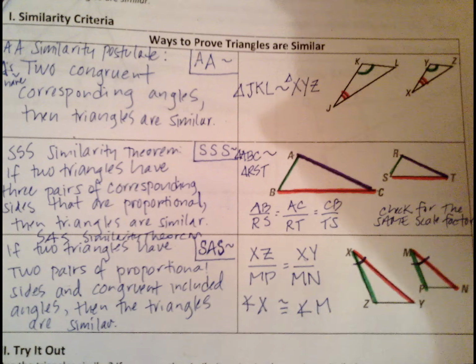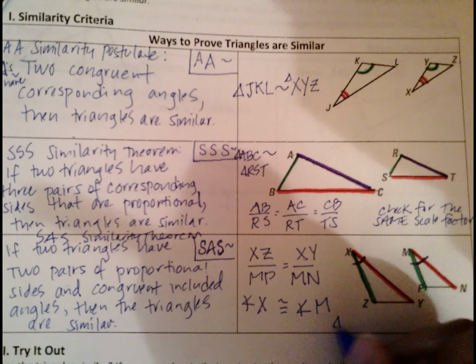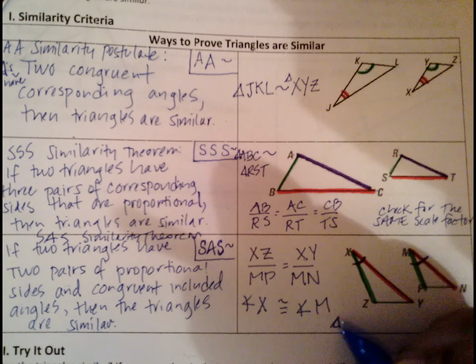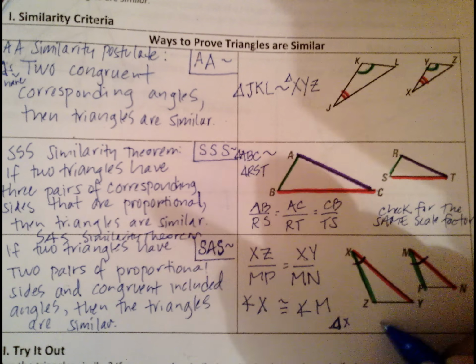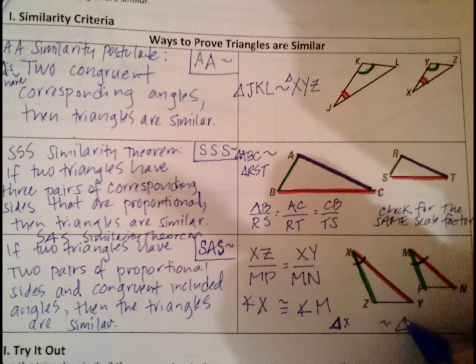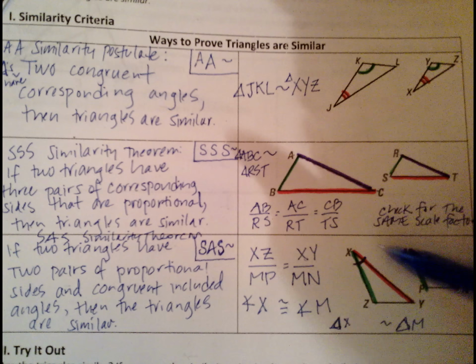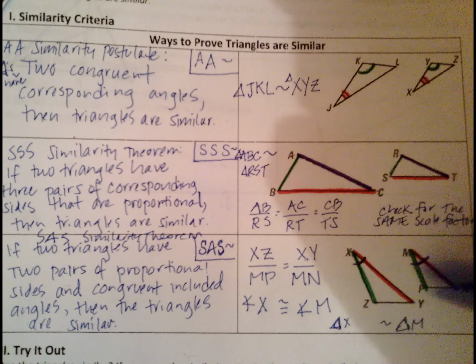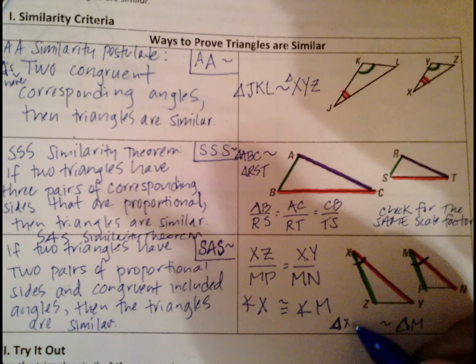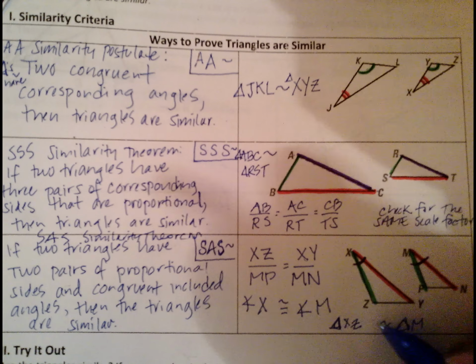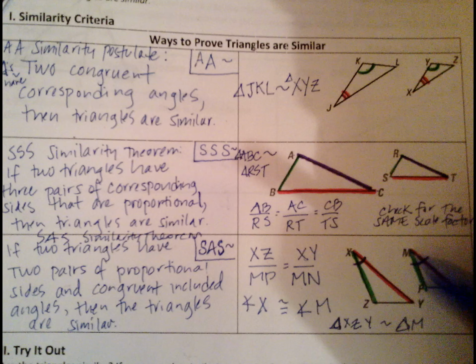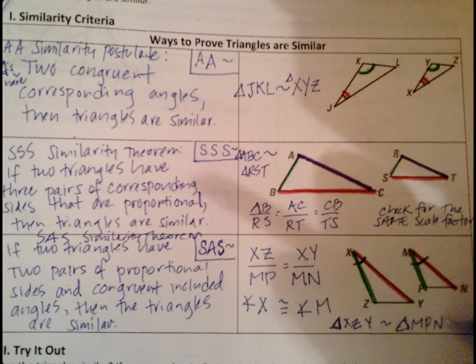And writing the similarity statement would look like, right, we know that X corresponds with M. So that's your first letter. So triangle X, and then these two sides are congruent, or rather proportional. X, Z, Y, M, P, N.